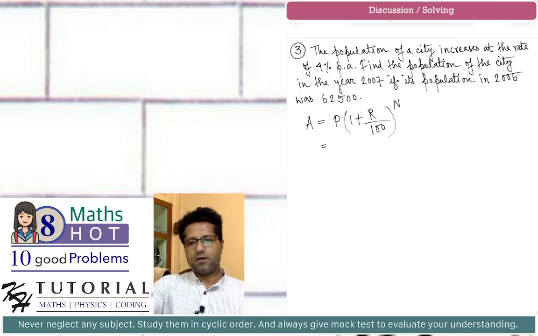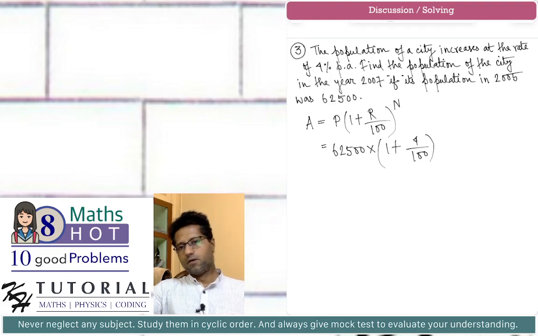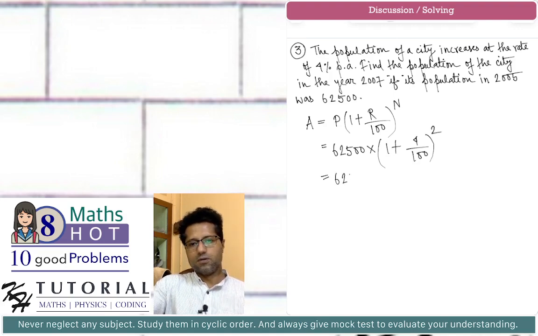So we have P is 62500. This multiplied by 1 plus R is 4 by 100, and the period of time is 2 years, because from 2005 to 2007 there are 2 years. So 2, this is equal to 62500 multiplied by 4 by 100 is 1 by 25 square.